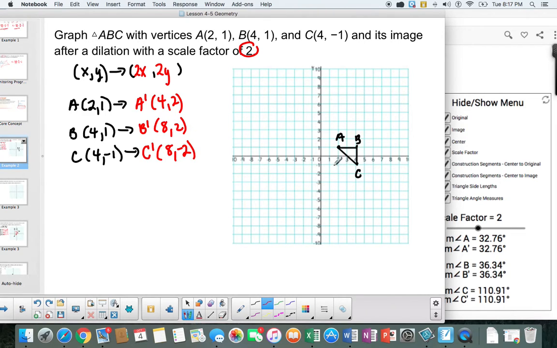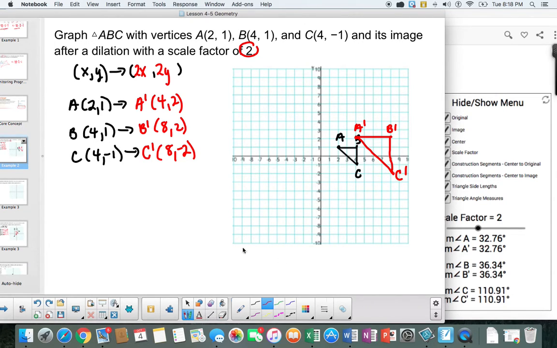Let's go ahead and graph it. 4, 2, which is right here. 8, 2, which is here. And 8, negative 2, which is here. And let's go ahead and draw it. You can see this looks like it's twice as big. This is A prime, B prime, and C prime.